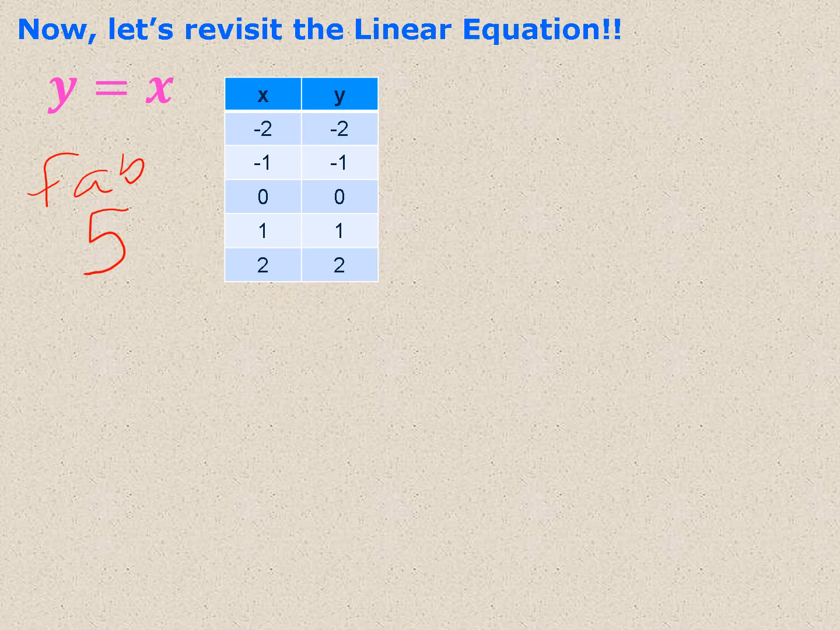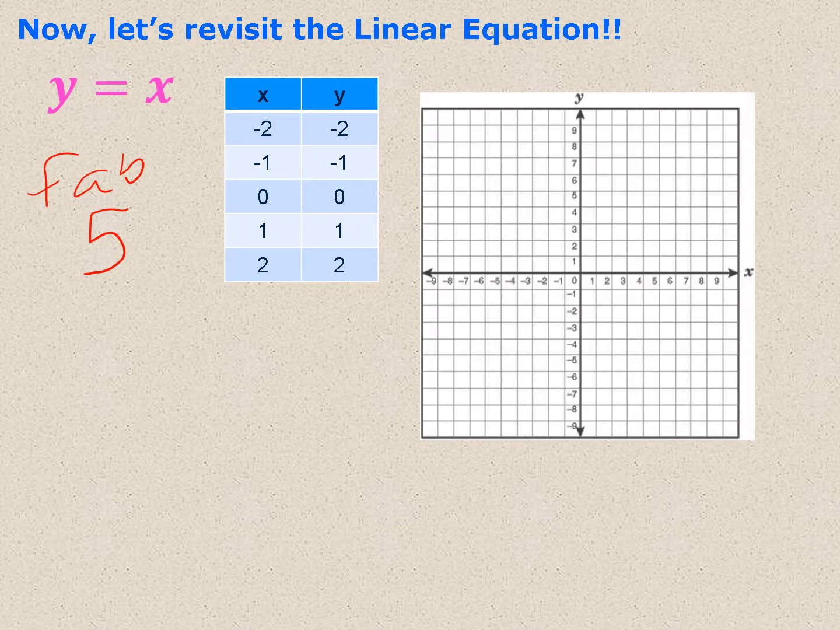So when I plug negative 2 in, I get a negative 2 out. When I plug a negative 1 in for x, I get a negative 1 out. Same with 0, same with 1, same with 2. So this is the most basic linear function you can have. So let's look at a graph. We're going to graph those points and then connect the dots. So that's what the graph of the most basic or simple linear equation looks like.